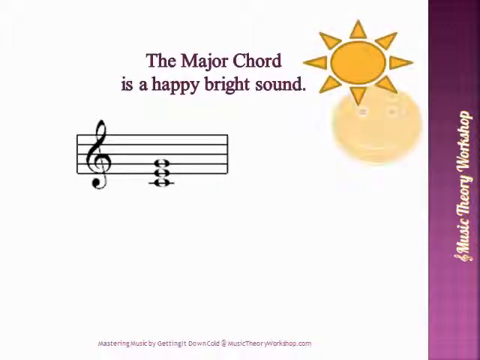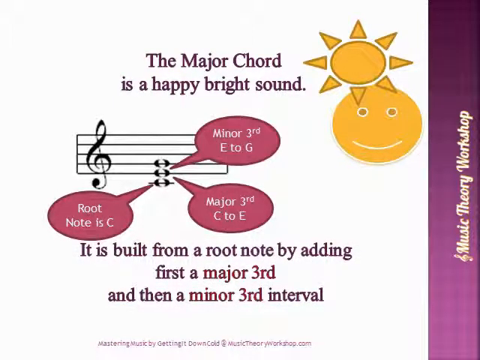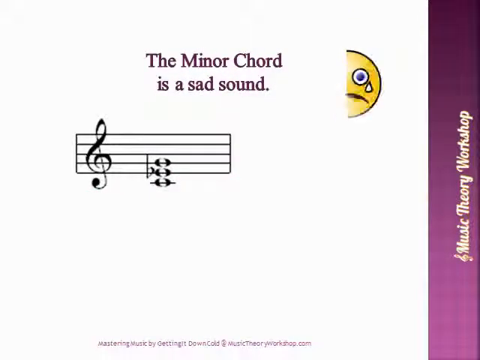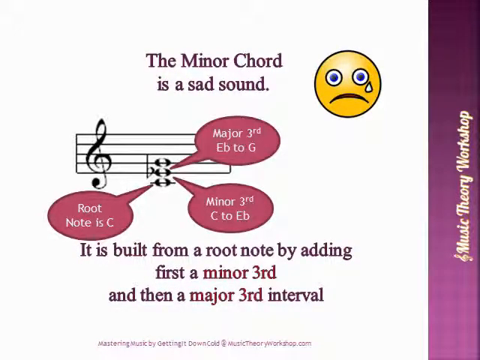The major chord is a happy, bright sound. It is built from the root note by adding a major third and then a minor third interval. The minor chord is a sad sound. It is built from a root note by adding a minor third and then a major third interval.